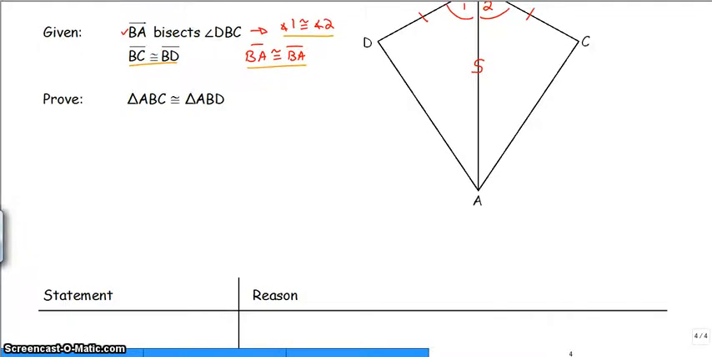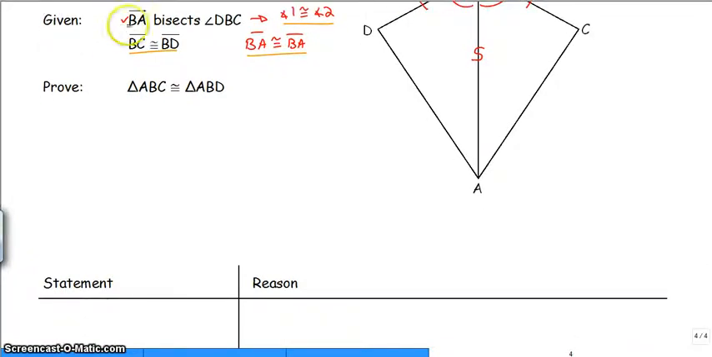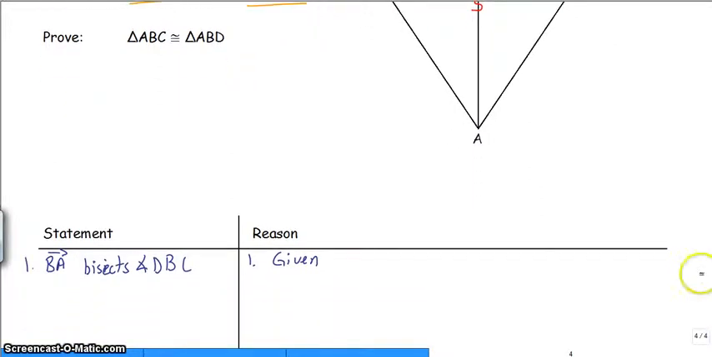In our statements, we always start with our given. So segment or ray BA, it needs to be a ray, bisects angle DBC, and that was given to us. That led me, so this is our key here, it's leading me to a congruent statement. So right after I make the statement that ray BA bisects angle DBC, I need to state what that told me. That told me that angle 1 was congruent to angle 2.